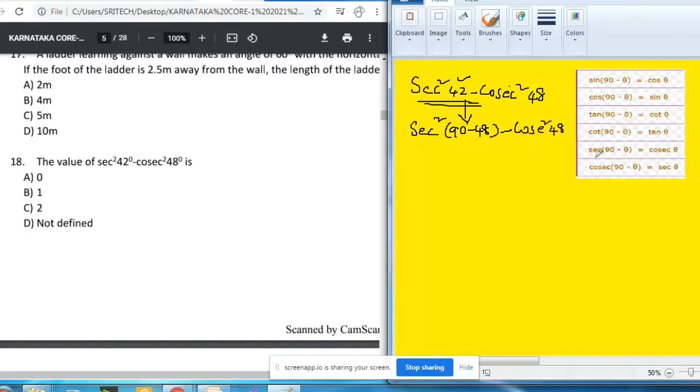As we already know that secant 90 minus theta is nothing but cosecant theta. So secant square 90 minus 48 will be cosecant square 48. Cosecant square 48 minus cosecant square 48 will be equal to 0. So same value minus same value. So the correct option for this question is A, 0.